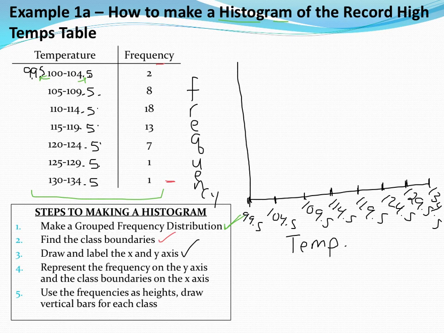Now you need to look at your frequencies and notice how high they go. Our lowest is 2 and our highest is 18. So I'm going to go by 2s along the y-axis. 0 starts right here, 0, 2, 4, 6, 8, 10, 12, 14, 16, 18, 20. I might not write all of them down, but I know I did. My tick marks are by 2s.